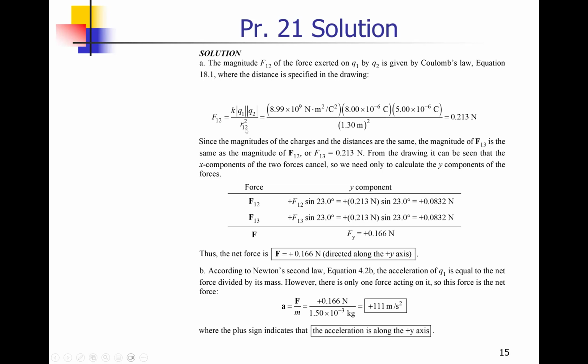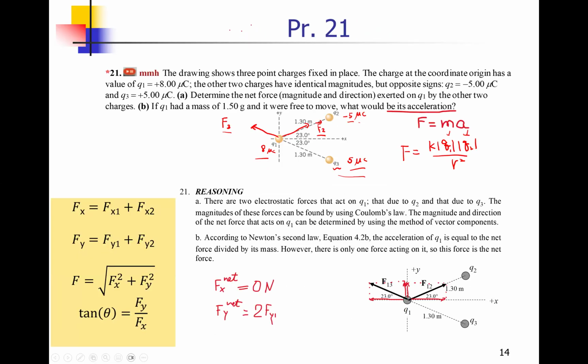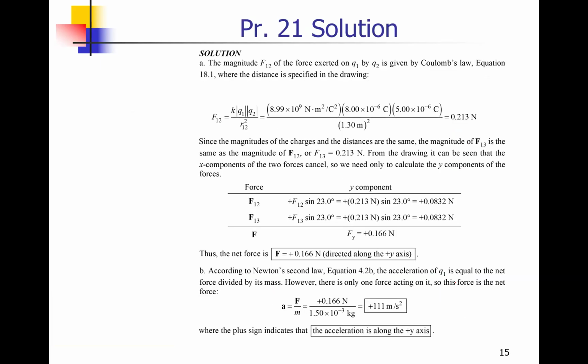It's KQ over R squared, and then you use the numbers and you are going to get the value of the force, 0.213 Newton, and then get the y component. So for the y component, go back here, this is the angle, and the y component is the opposite side. So you should use sine.